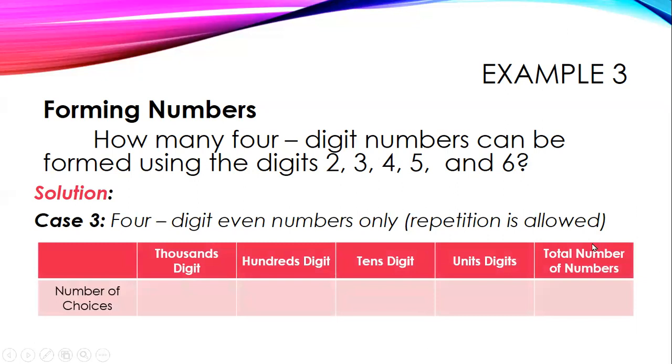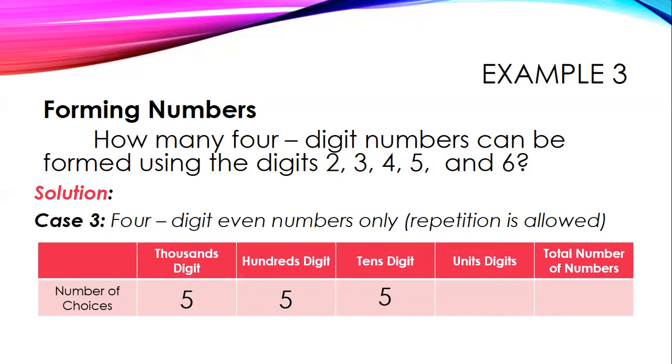So, dahil repetition is allowed, how many choices do we have kay thousands digit? We have 5 because meron tayong 5 given numbers dito. How about kay hundreds digit? Repetition is allowed, pwedeng umulit. We have also 5 choices. Okay? Next, kay tens digit, meron din tayong five choices because repetition is allowed.